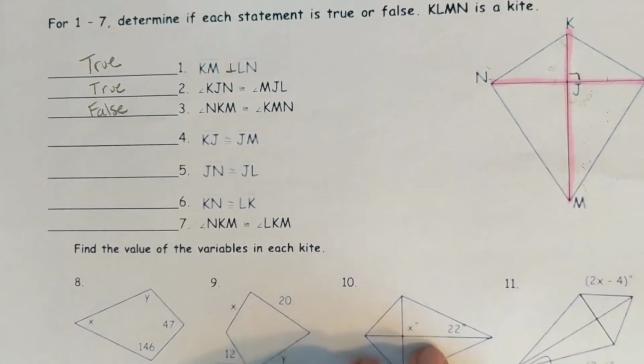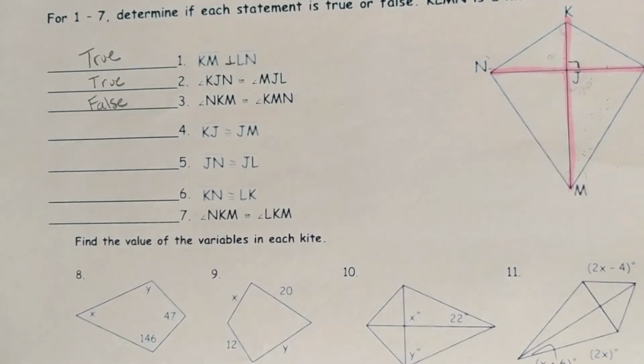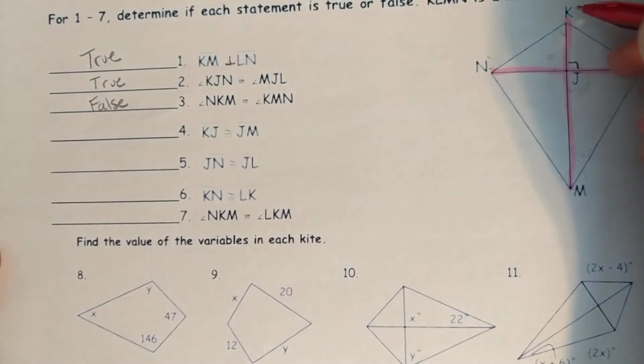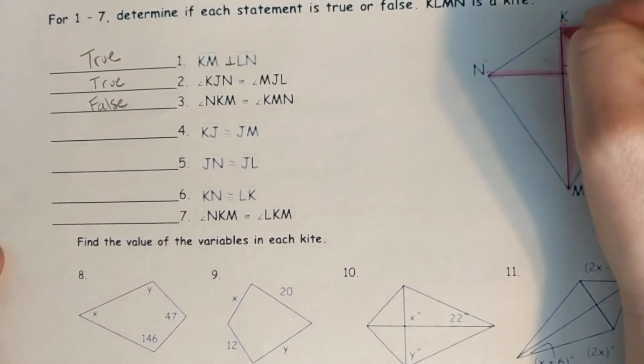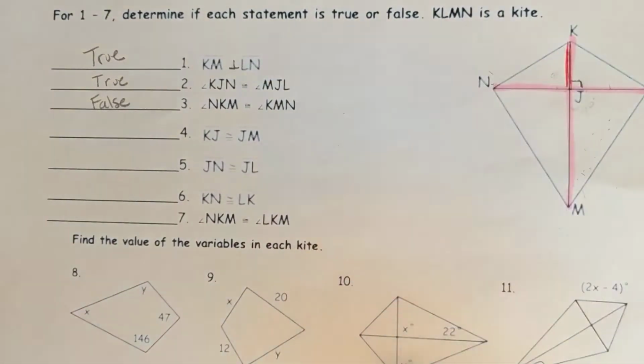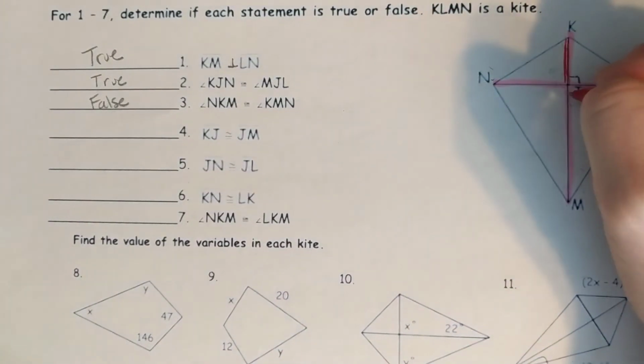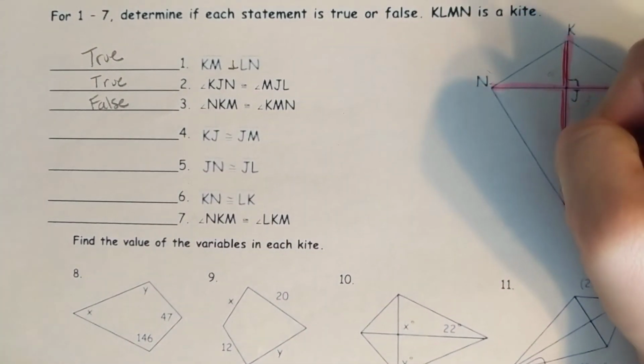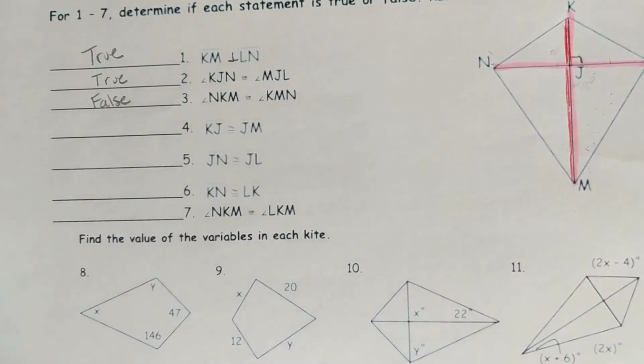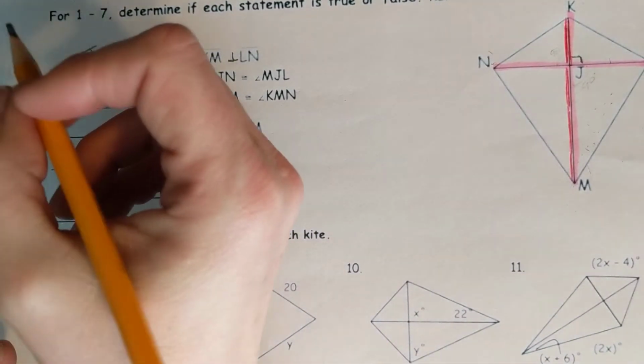Next, segment KJ is congruent to segment JM. KJ would be this segment here, this top segment, and JM would be this bottom segment, and hopefully you can see that those are not congruent to one another, so that's false.